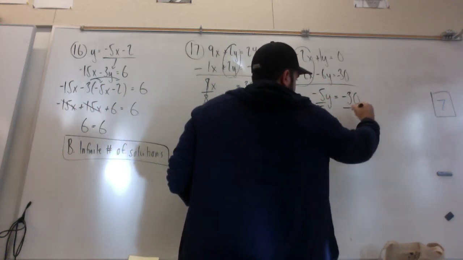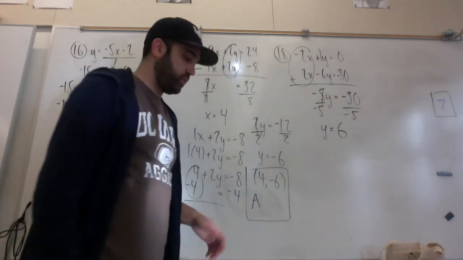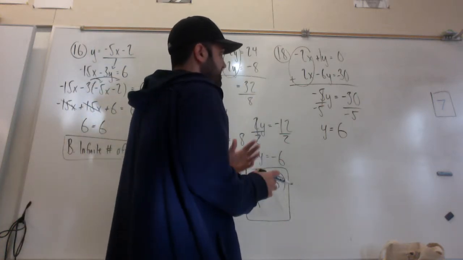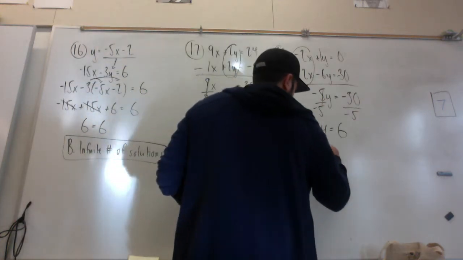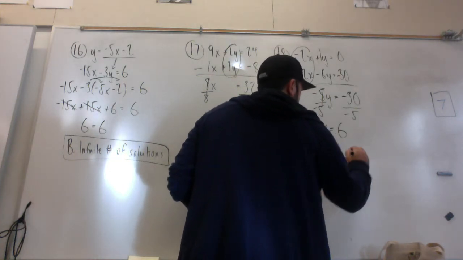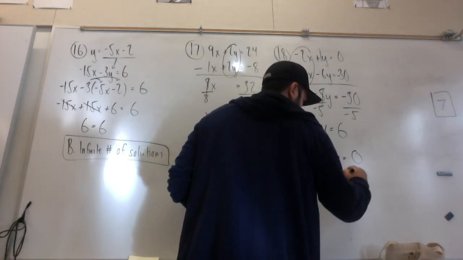Divide by negative 5 to isolate that y. We get y is 6. All right, so y is 6. Same thing as before. We need to substitute 6 into one of the two equations. I'm going to use the first one. Negative 2x plus y equals 0. So negative 2x plus 6 equals 0.